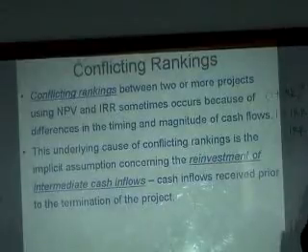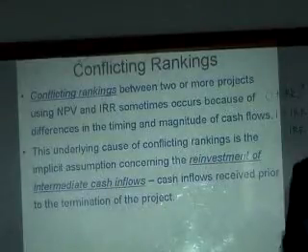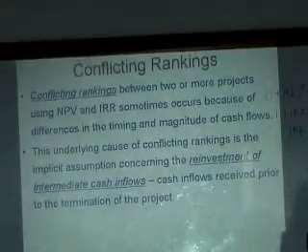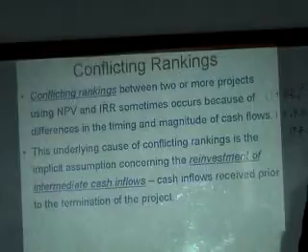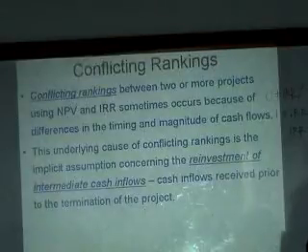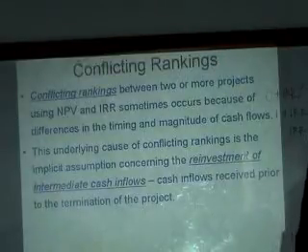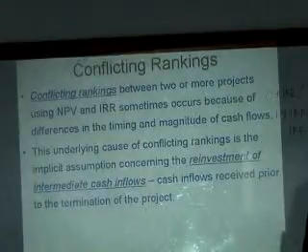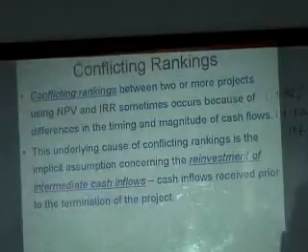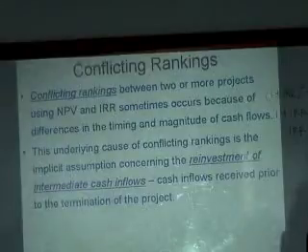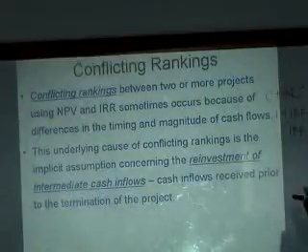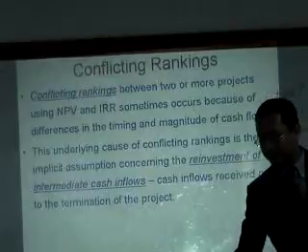Now we look at the conflicting ranking because of the reinvestment opportunities that we have. When we receive the cash inflow for year 1, year 2, year 3, year 4, year 5, the cash inflow actually we can use to reinvest again. Is it correct? Yeah, we can reinvest in other investment or in other business to gain profit. So this is why conflicting ranking actually occurs.